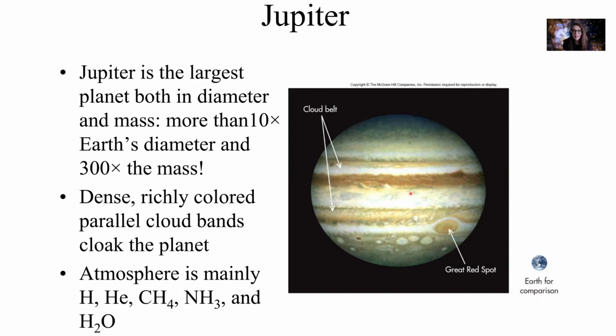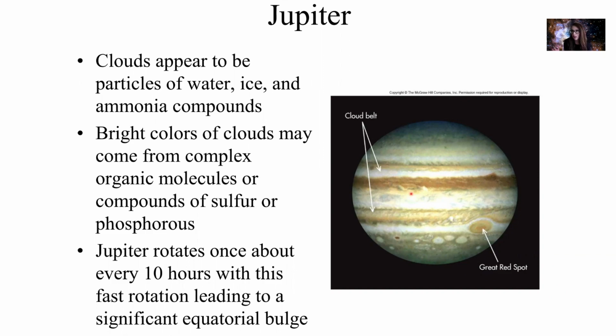Jupiter's signature is its dense, rich colored parallel bands that you can see all over the surface. Its atmosphere is mainly hydrogen, helium, and a few other gases. What we see of Jupiter's atmosphere are the cloudy banded structures, and that's what we're seeing right here. These clouds appear to be particles of water, ice, and ammonia compounds. The bright colors of the clouds come from complex organic molecules or compounds of sulfur or phosphorus.